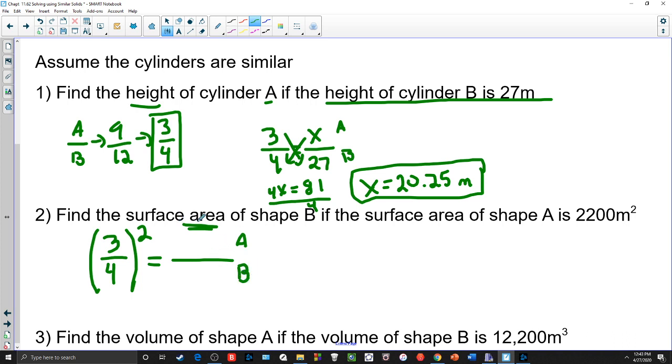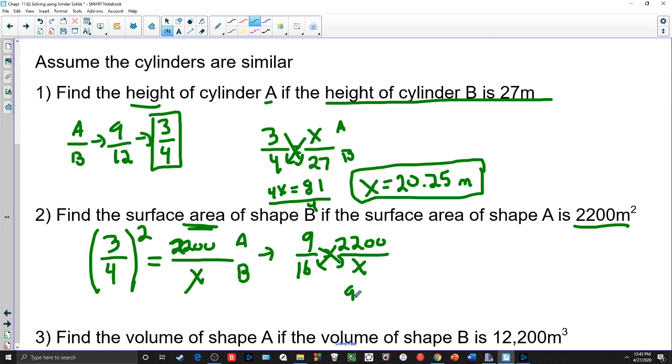So the surface area of A is 2200, and the surface area of B is x. So I'd set it up this way. I'd have to square this fraction first and then cross multiply. So 3 squared is 9, 4 squared is 16, is equal to 2200 over x. And then now I can go ahead and cross multiply. So all that's changed here is you square first and then cross.